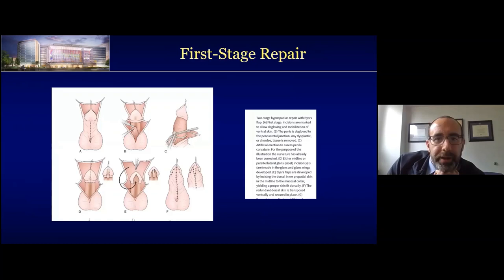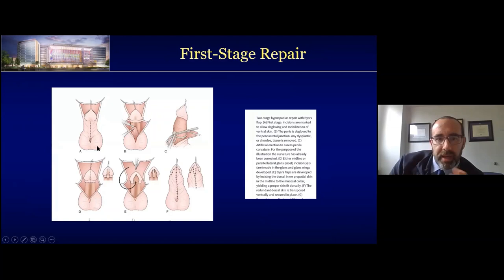And so what you see here, you're making your incision. The difference between this and some of the other schematics is that you're making an incision down here, right in the midline of the aspect of the penis. And really the reason being is that the urethral plate is immature and you're not going to be able to use it, so you can incise in that area.